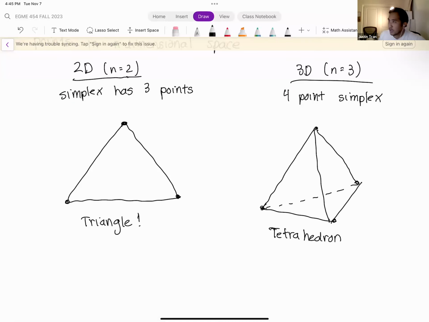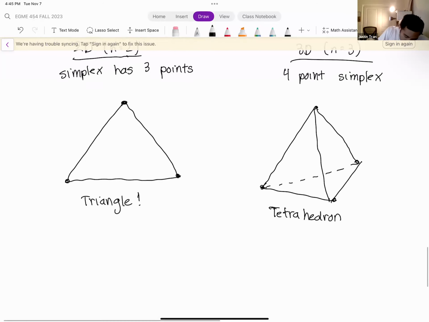All right, so that's the idea of a simplex. It's to keep track of each point in n-dimensional space.